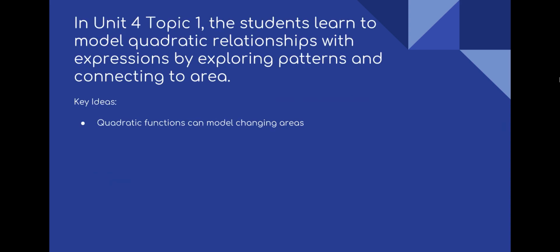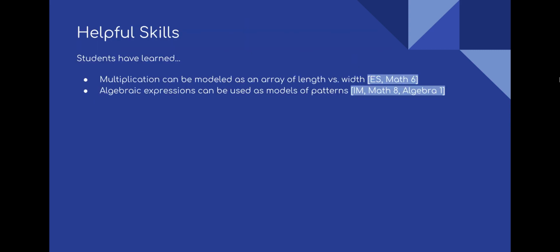In Unit 4, Topic 1, students learn to model quadratic relationships with expressions by exploring patterns and connecting to area. Key concepts include quadratic functions can model changing areas. One of the helpful skills that students have learned already is that multiplication can be modeled as an array of length versus width. This is done extensively in elementary school, and it's also reinforced in Math 6 when students look at the quotient of fractions.